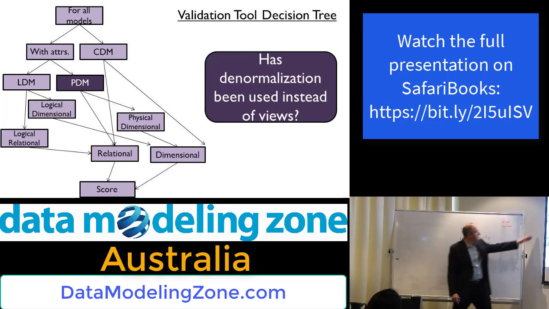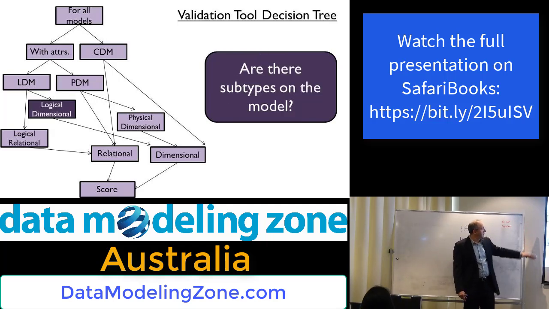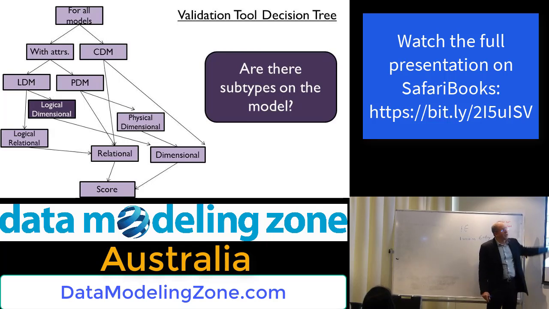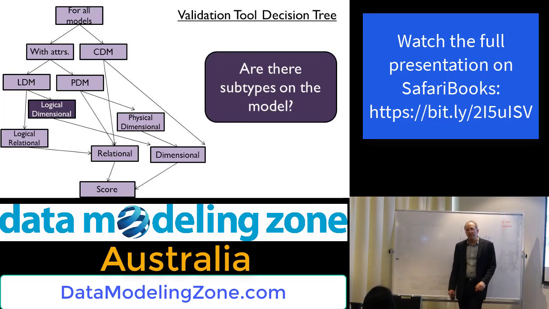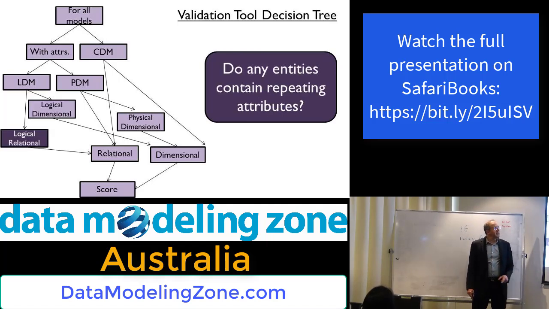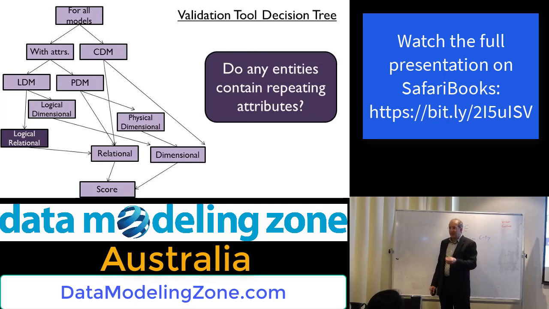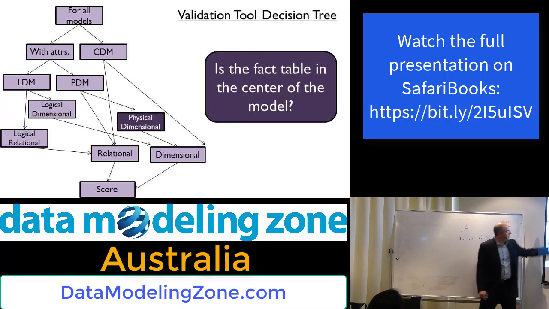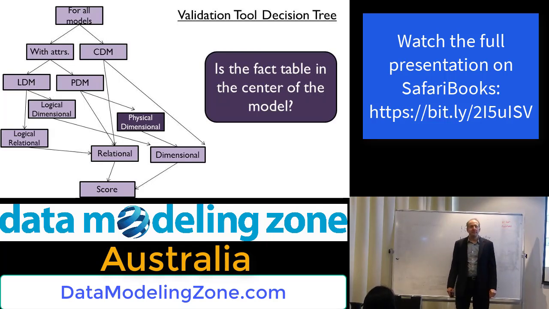And then after we go through this passage, if we have a logical, and it's a logical dimensional, are there any subtypes in the model? Because dimensional models should never have subtypes. Logical relational, do any entities contain repeating attributes? This is where we'll test for things like normalization. Repeating attributes violating first normal form. And then, if we have a physical, it comes over here, is the fact table in the center of the model? So that's a readability type comment.